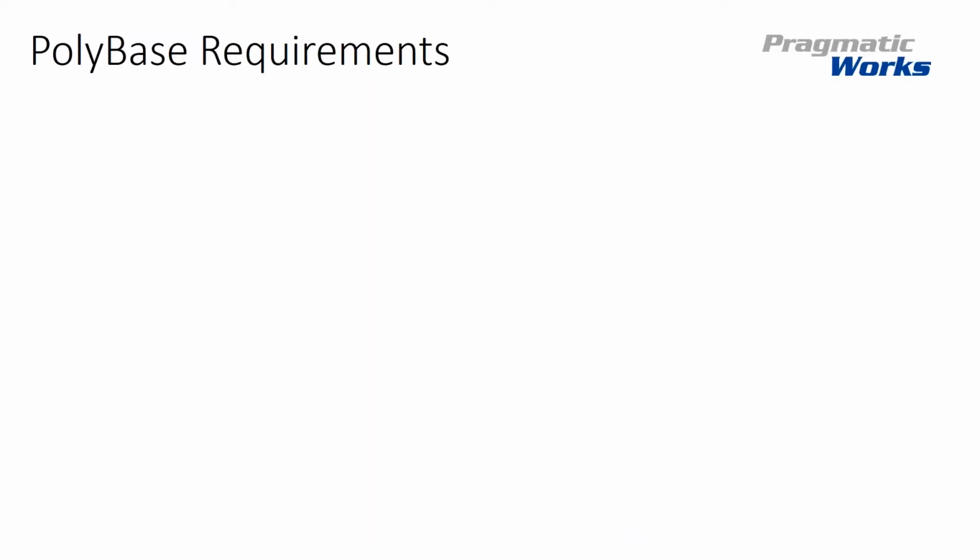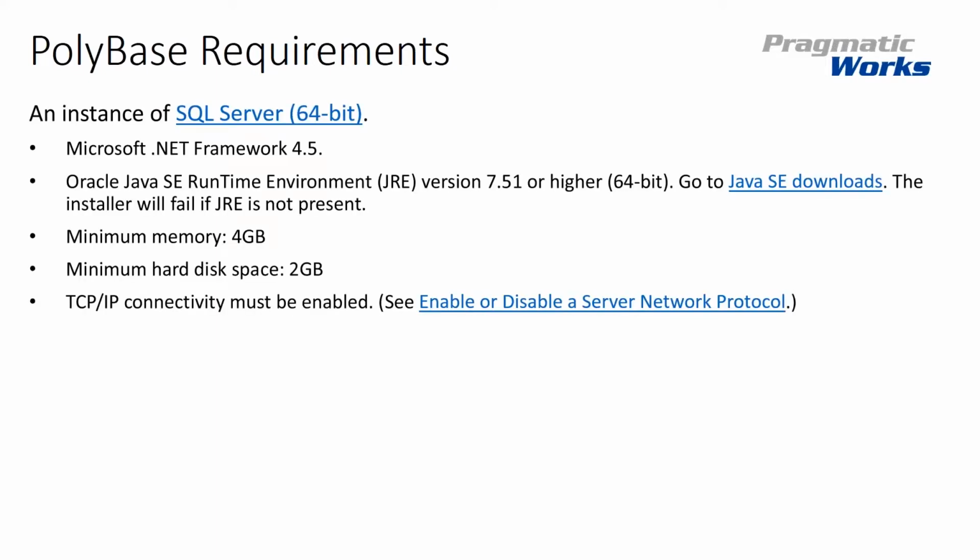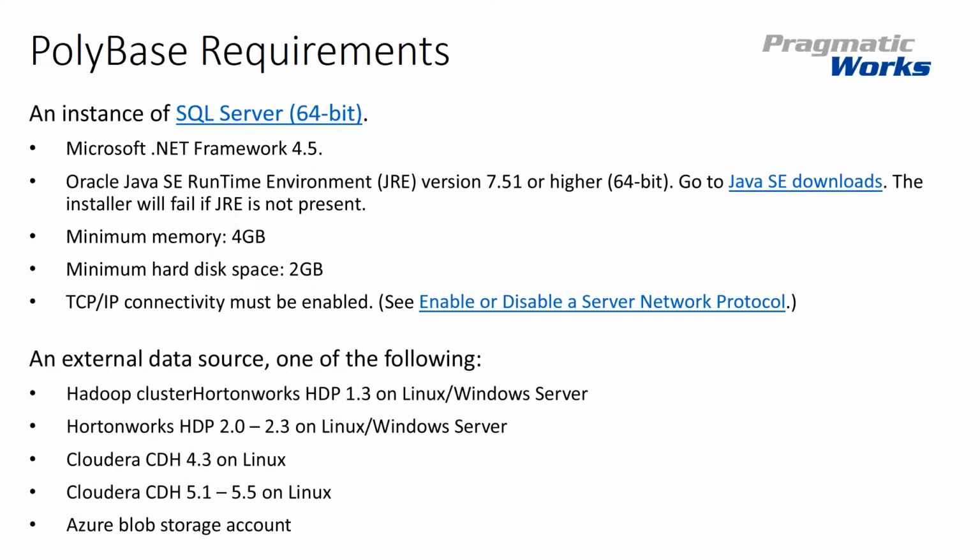So let's talk about the Polybase requirements. What do you have to install it? Well, of course, you've got to have SQL 2016, 64-bit. You've got to have the .NET Framework 4.5, and this to me is a bit ironic, but you do have to have the Oracle JRE 7.5 or higher, which I say is ironic because for those of you that don't know, Java is owned by Oracle. So you have to have the JRE to use Polybase. Of course, the minimum memory is 4 gig. You'd probably never use that. Same with the hard disk. You'd probably never use that. And then you have to have TCP/IP enabled. And then, of course, you're going to want an external data source, right?